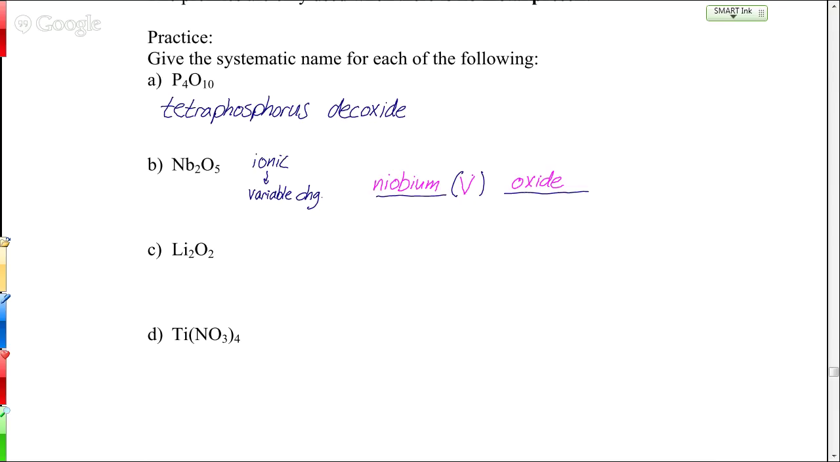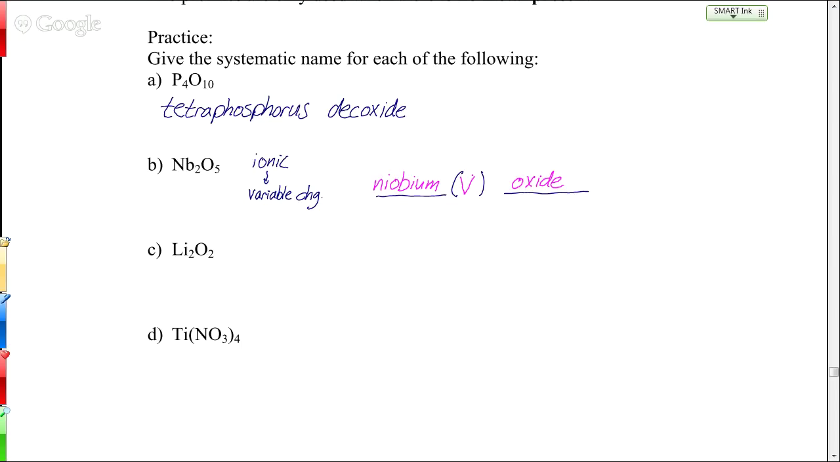Okay. How about C, Li2O2? Lithium 2 oxide. What's the problem with that? Yeah, lithium can only be +1. It's in the first column. So how do we deal with that? Is there an error here, or is something weird going on? It doesn't balance out. Why doesn't it balance out? Lithium is +1, oxygen is -2. So what's going on here?